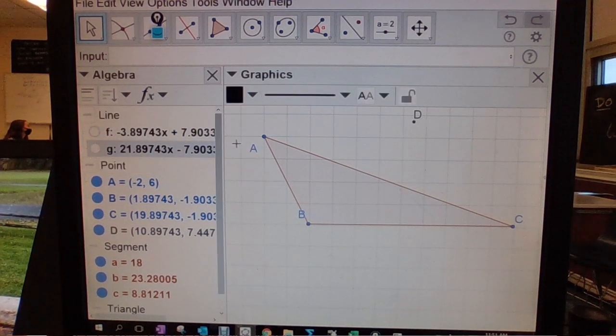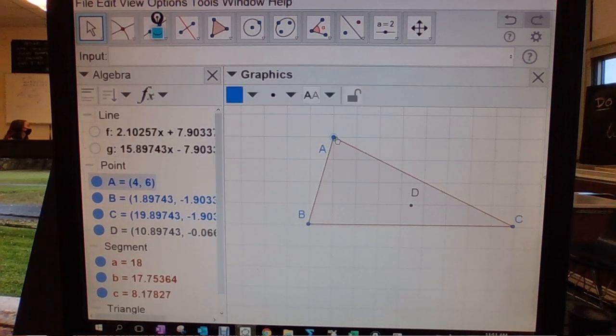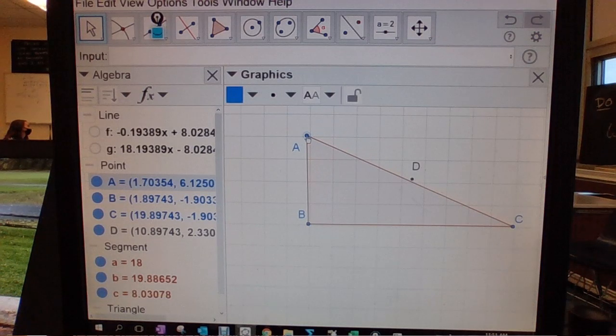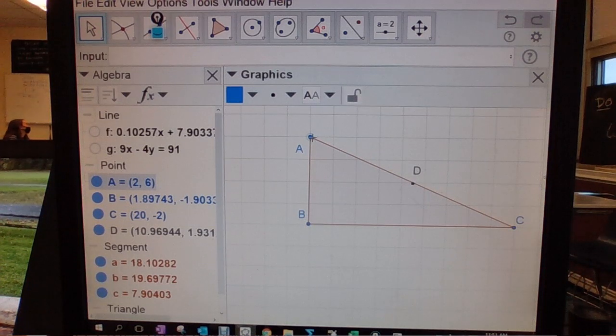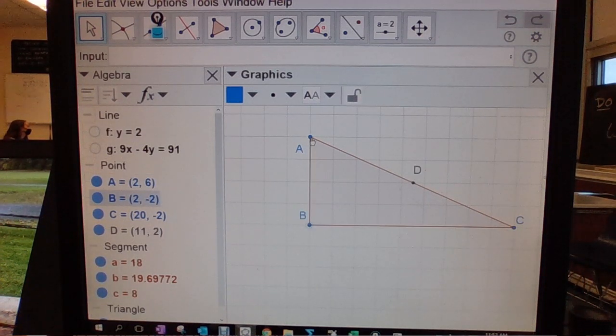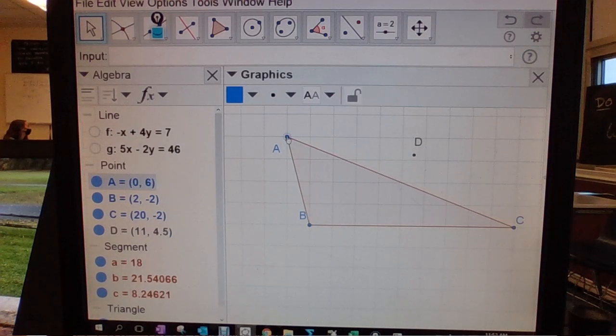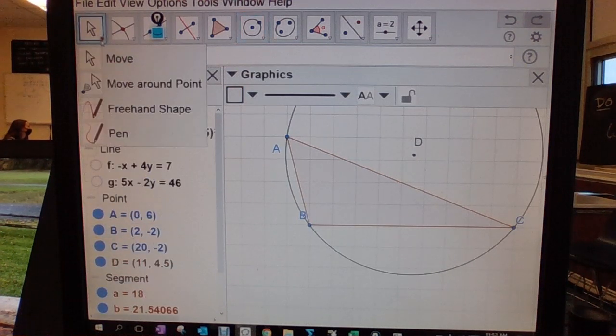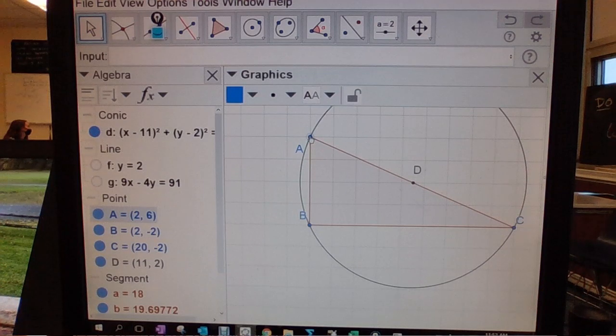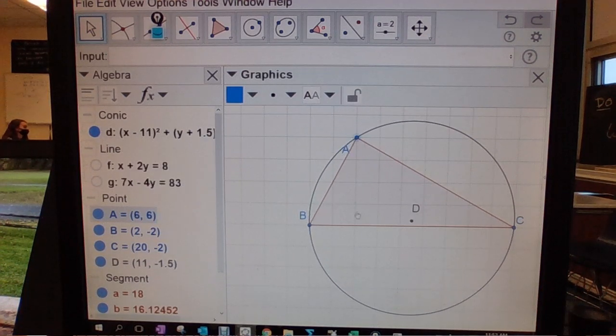Okay? So you can kind of see as we go from acute to right to obtuse, that point kind of migrates from the inside to on to the outside. But there's always that circle there that is centered at point D and is passing through the three vertices of that triangle. Is that okay with everybody? Okay, that point is referred to as the circumcenter.